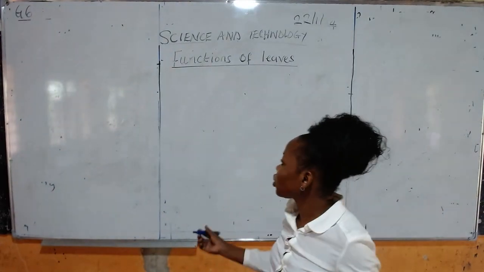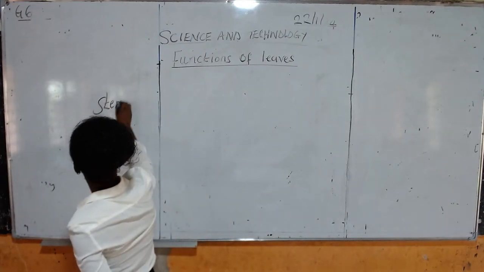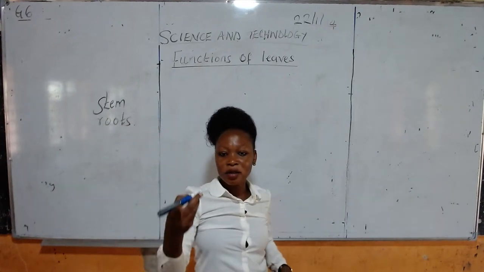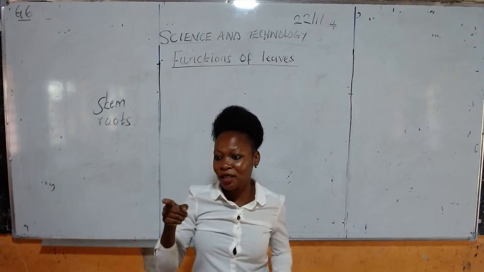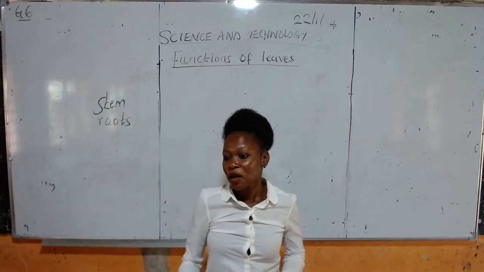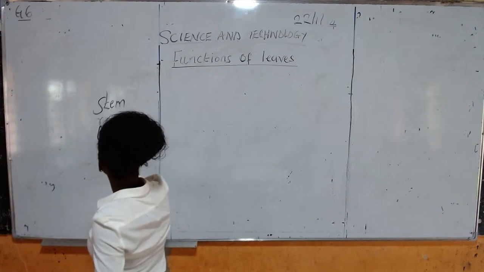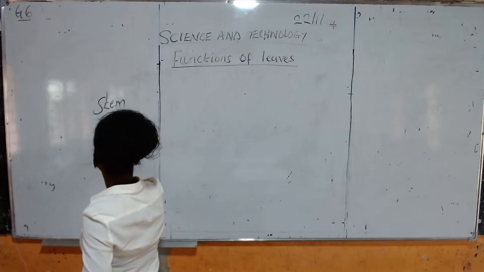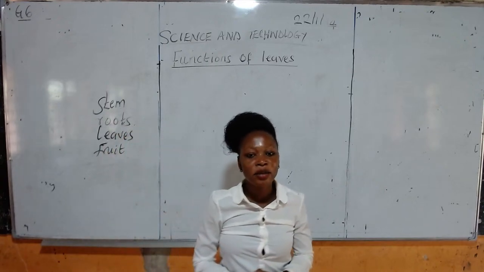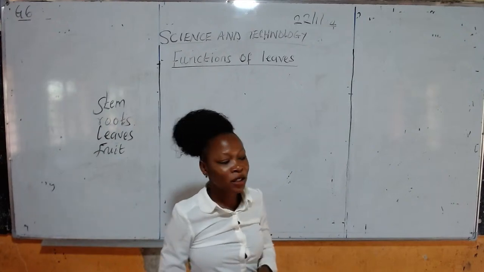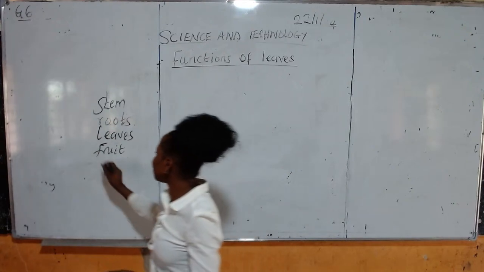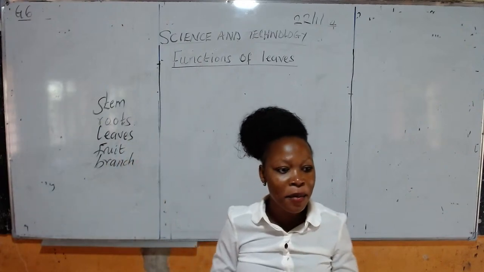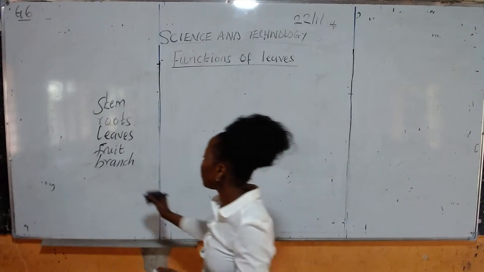We have roots. So we talk of stem as one part of a plant. We talk of roots. Apart from roots, what else do you say about? Yes? City? Leaves. We talk of leaves. Any other part of a plant that you know? Jubilee? We talk of fruits. Milali, just give us one part of a plant. Branch. We talk of branch. Apart from branch, what else did we talk about? Yes, Omar? Flower. We talk of flower.